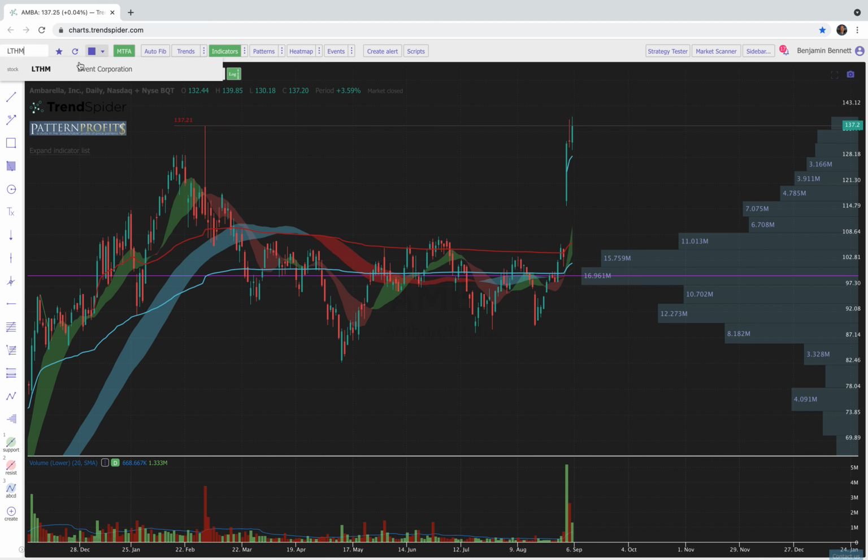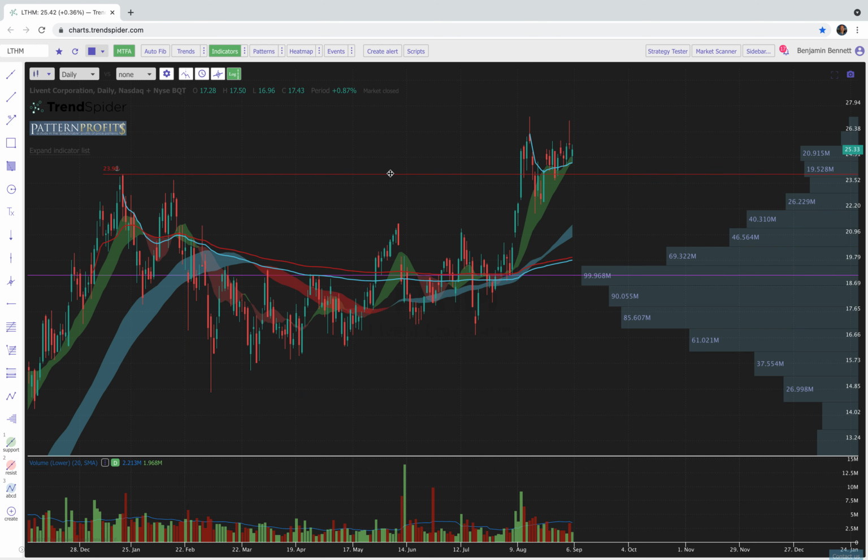We've talked about Livent, LTHM, quite a few times. It actually did try to break out last week, came back, and has turned that anchored VWAP back up, which is what we talked about. It came back and retested, so far acting as support. So we want to see if this can make some upside progress from here. Volume is drying up on the pullback, so we'll look for that.